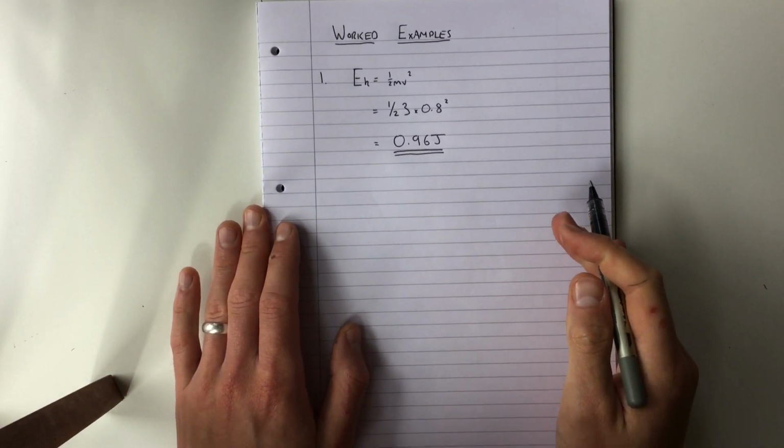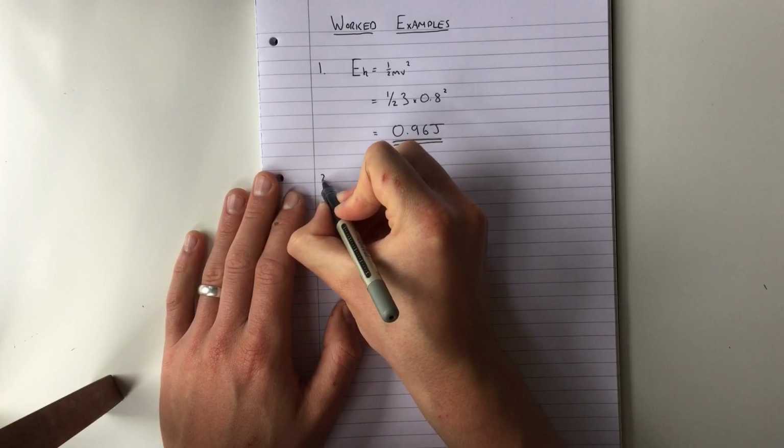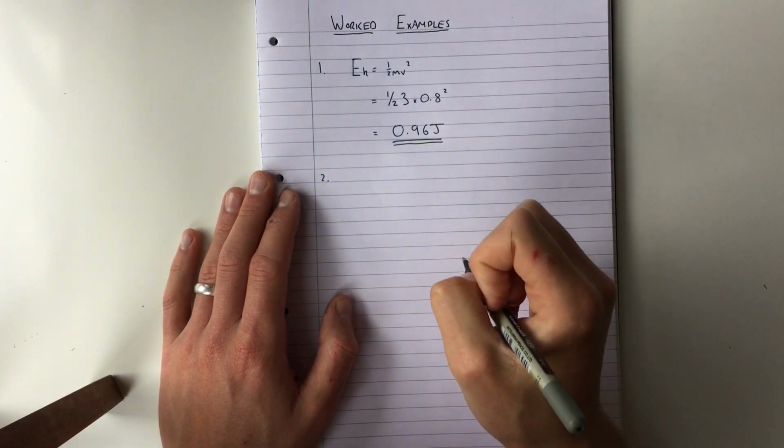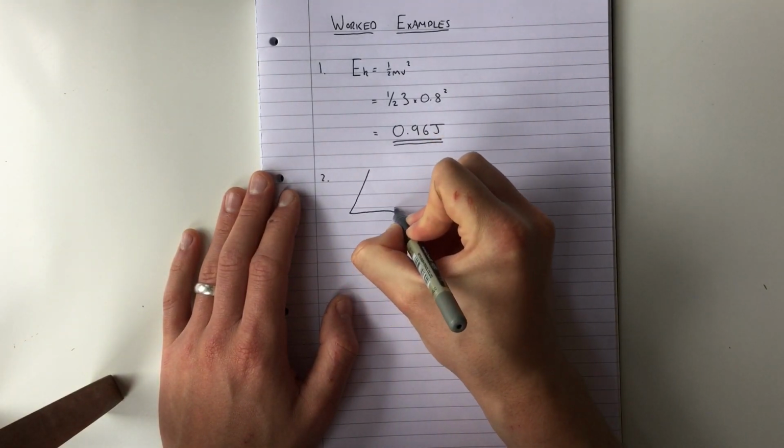For the second one, number 2, it says a car of mass 1,200 kilograms has 614 kilojoules of kinetic energy. What speed is it travelling at? So already this one's a little bit more tricky. So I'm going to need to find out the velocity. So I'm going to do my triangle.